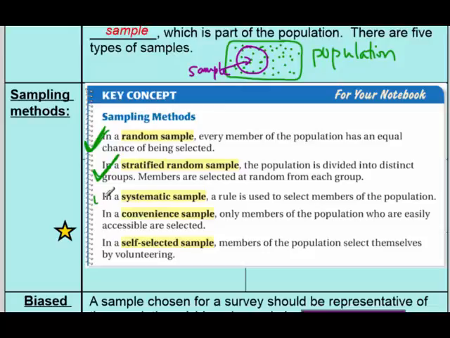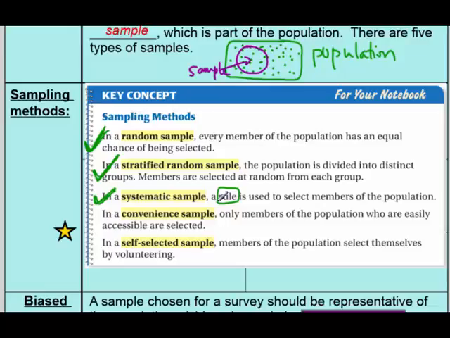Third one, systematic sample. It's a rule to select members of the population, okay? So a specific rule. So systematic rule. For example, I just come up with a rule. So all my middle school students at Skyview. But my rule is that I'm going to select all kids that have birthdays in December. Okay? I just made up a rule. So I only would sample kids that have birthdays in December.